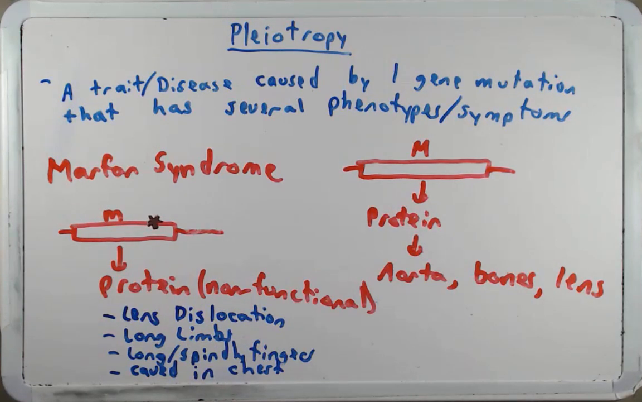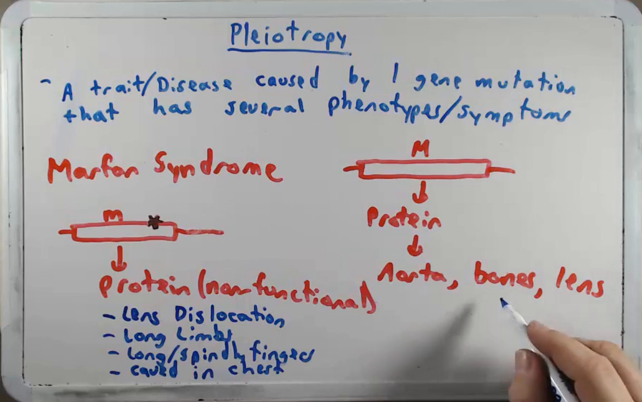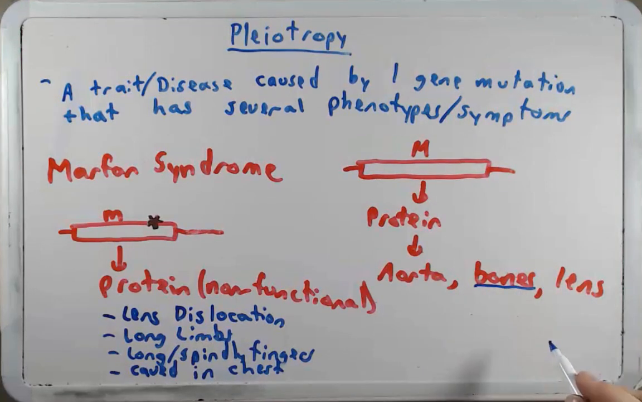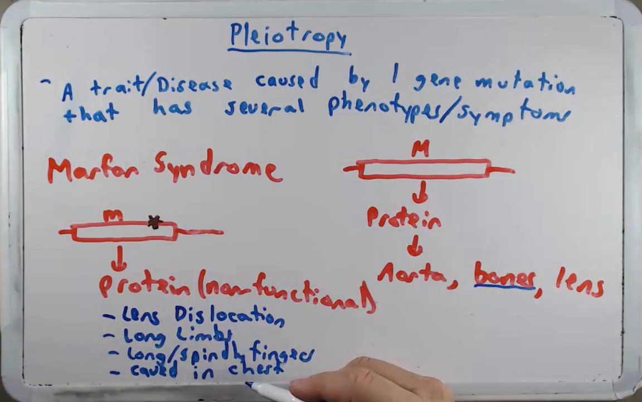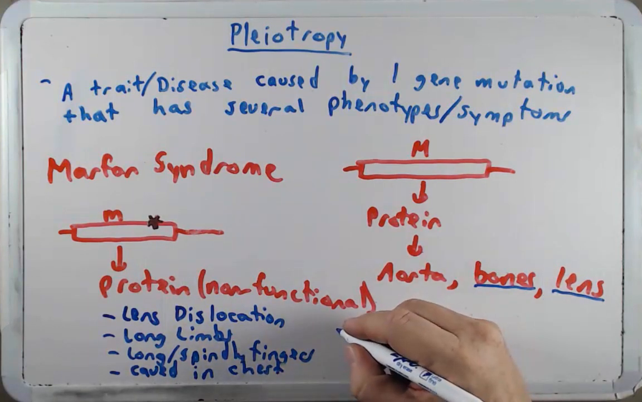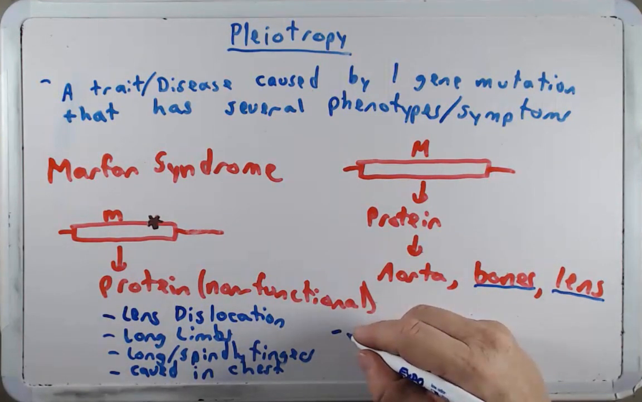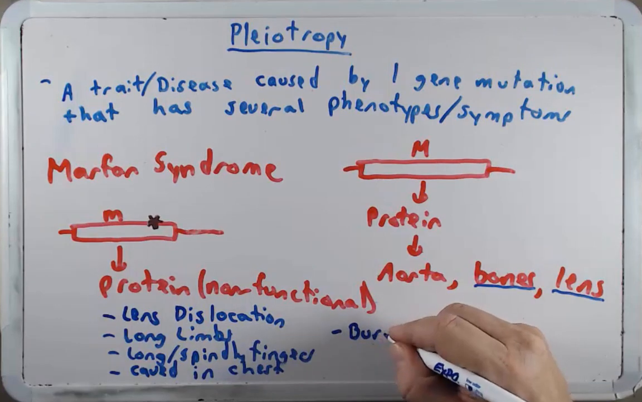Now these symptoms I've described here are all because of the bones not having this protein to allow for that flexibility and the lens not having that protein. Now the most severe phenotype or symptom of Marfan syndrome is bursting of the aorta.